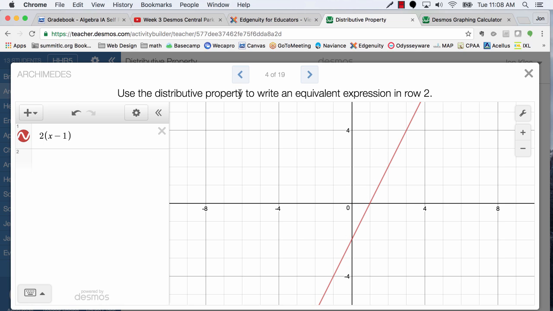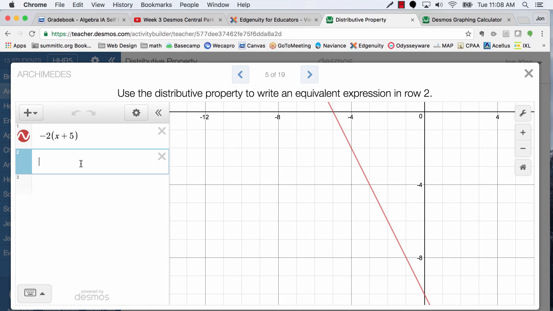So use the distributive property to write an equivalent expression in row 2. They give you one expression, so if I distribute 2 times x minus 2 times 1 would be 2, I can see that it's the same graph. One is right on top of the other. So I'm feeling pretty good about my work. That's how we can check. So you're just going to go through slide by slide. You're going to practice distributing, especially paying attention to your negative numbers.